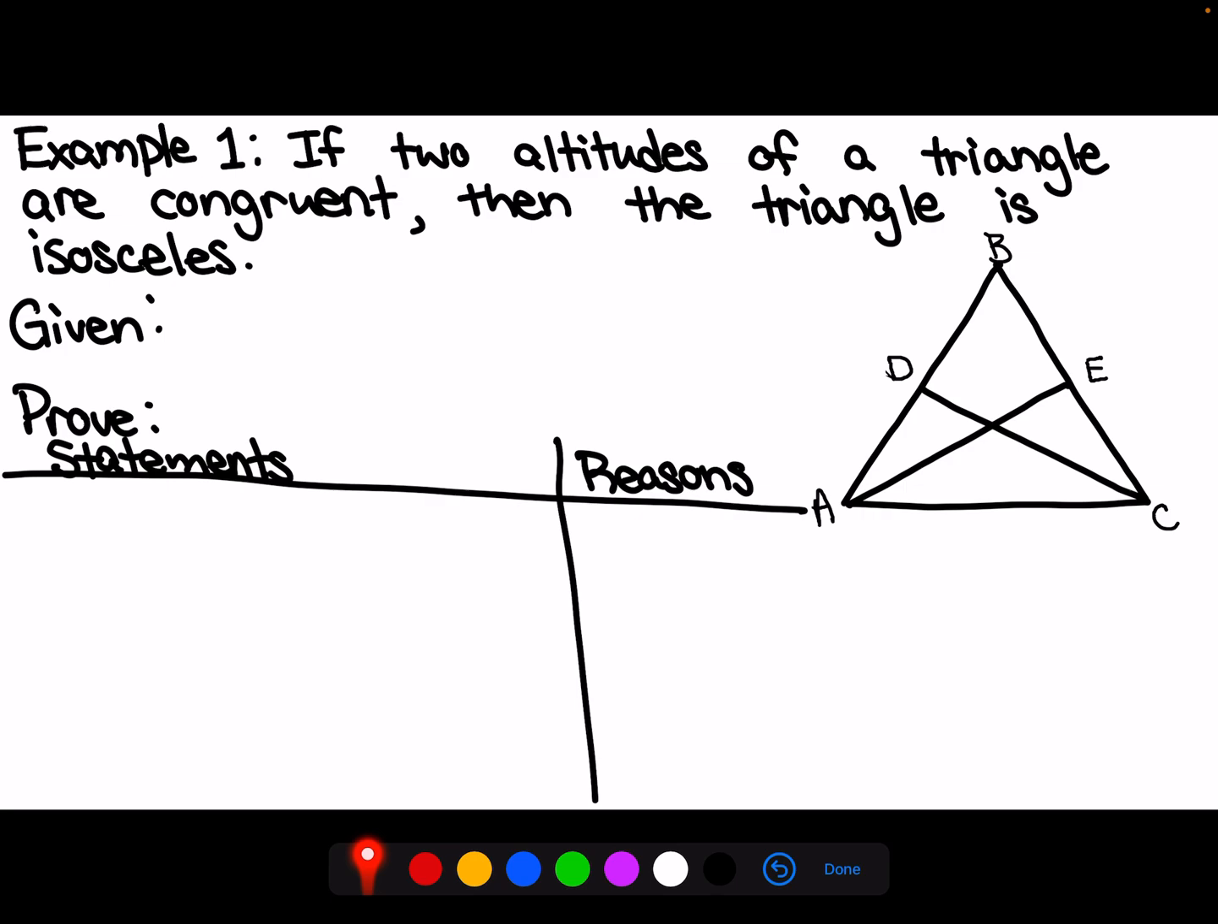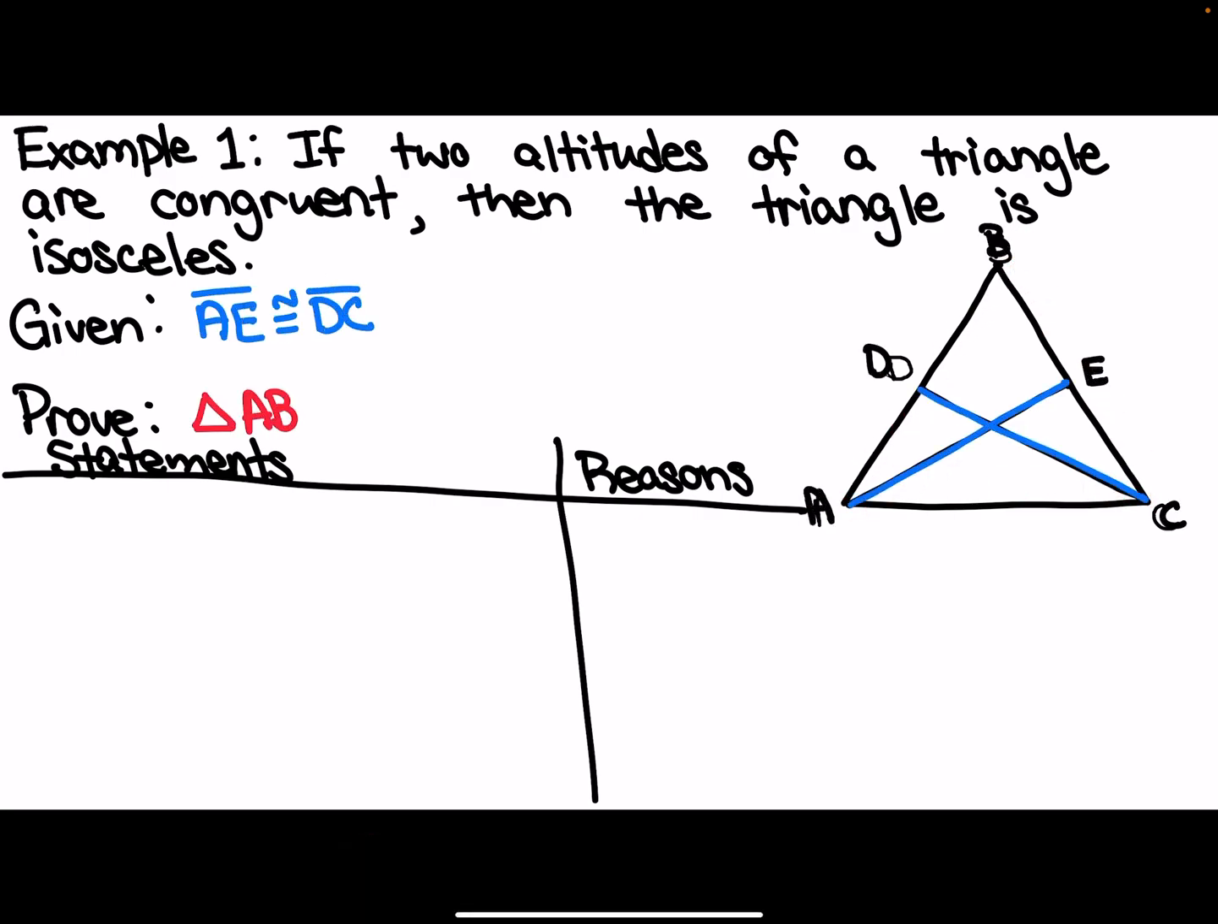What we would like to prove is in the second part of our conditional statement. We'd like to prove that triangle ABC is isosceles. So we can go ahead and write all this down now.